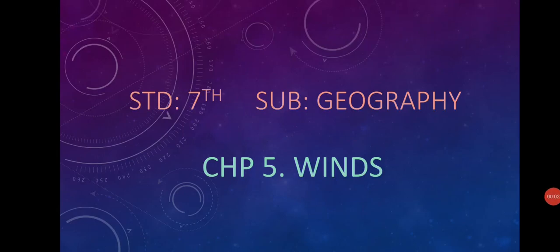Standard 7th, Subject Geography. Today, let us learn Chapter 5 Winds. Dear students, we feel the wind but cannot see it. When certain objects in our surroundings move, we experience wind. The movement of air is called wind.